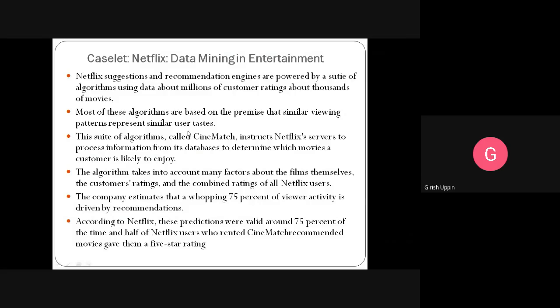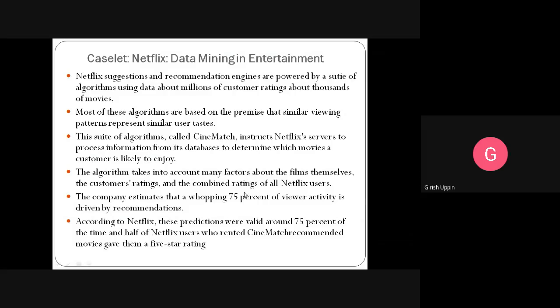They have an algorithm called Cinematch that will mine through all the users' data, the historical data of what users have been frequently watching, and it tries to match with other people. So it is trying to find the association between a person and the kind of videos, and that is how it will do the recommendation.